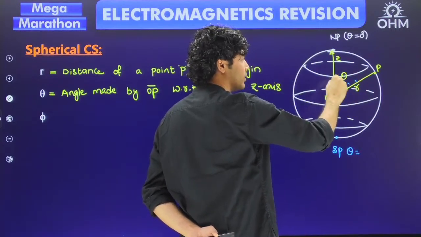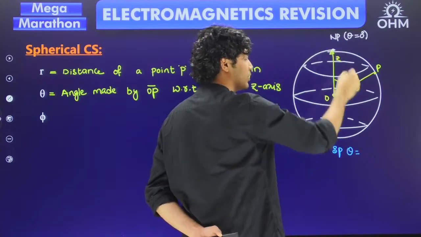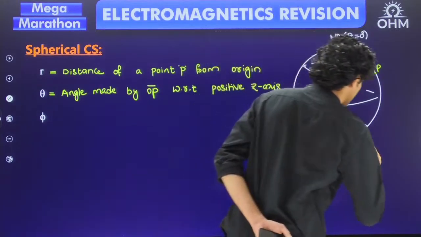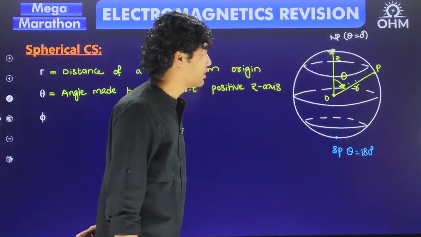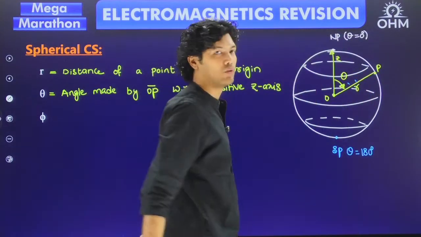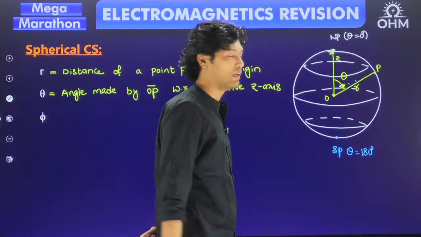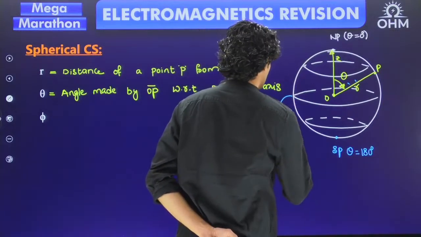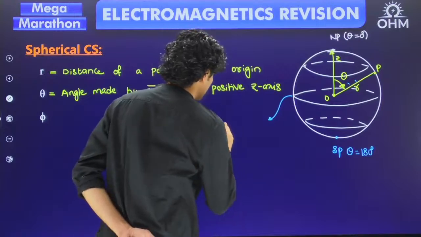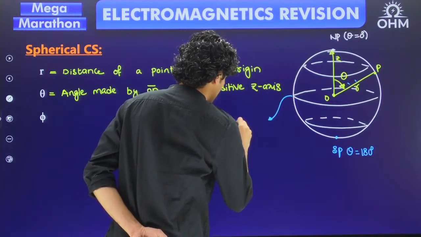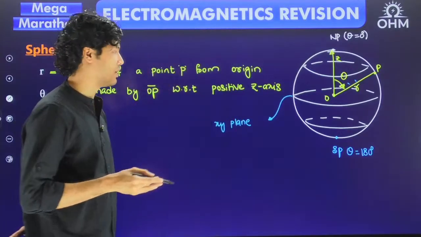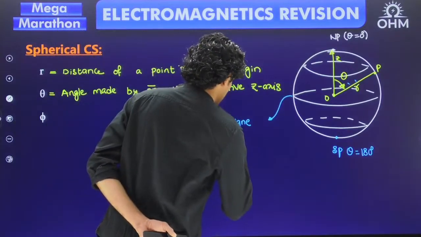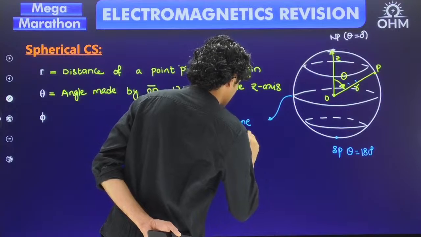So in the process, how much angle are you moving with respect to the north pole right now? 180 degrees. So this corresponds to 180 degrees, the south pole. North pole is theta equal to 0, south pole is theta equal to 180. What about the equator? Equator in our context can be called the xy plane. Whatever is the equator on Earth is nothing but the xy plane here, and for the xy plane, theta becomes equal to 90 degrees.